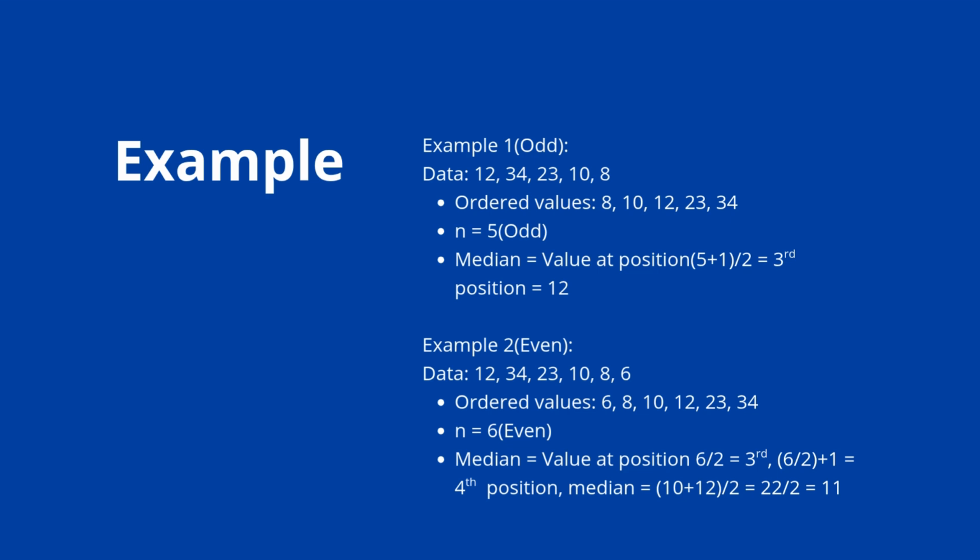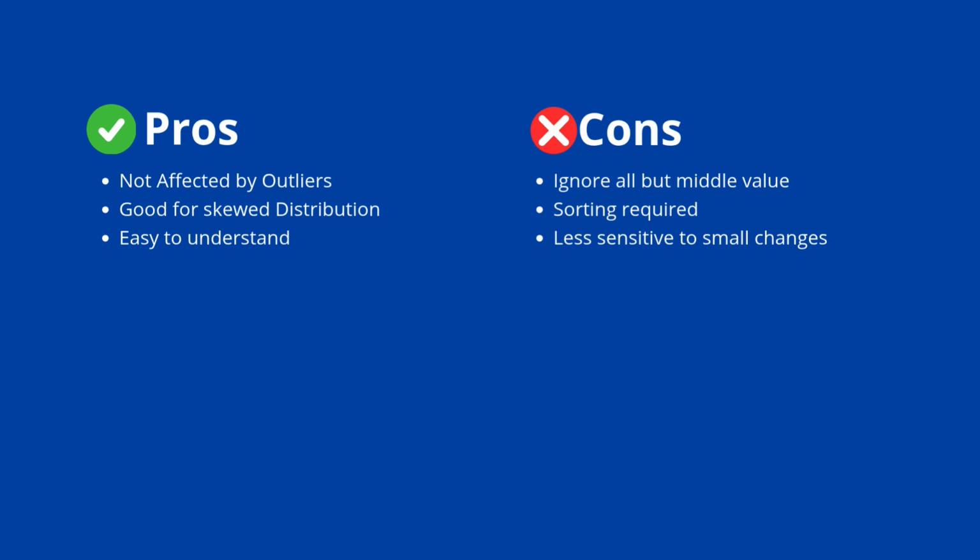Now we have the second value: 6 divided by 2 plus 1 equals the fourth position, which is 12. So 10 plus 12 divided by 2 equals 22 divided by 2. The final value, the median, is 11. So this is how we can calculate the median for odd and even numbers of values. You can pause the video and check how we are calculating this.